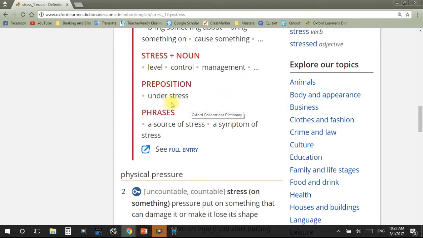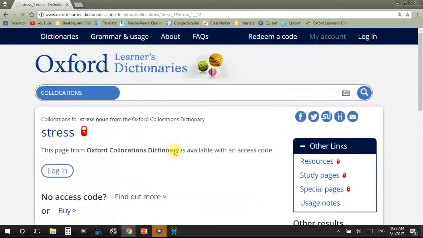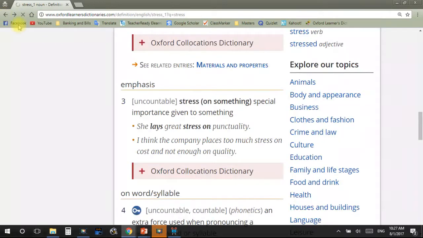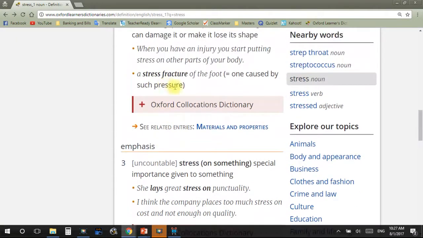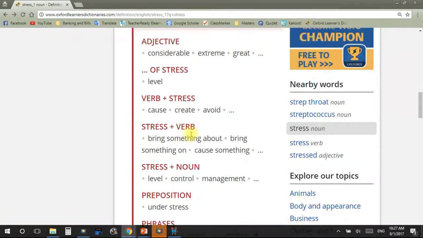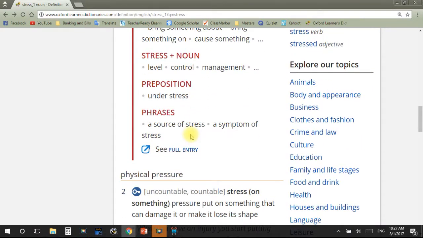Here we see other phrases. Also, you can see here the full entry. So if we click that, we see this page from Oxford Collocations Dictionary is available with an access code, which means you're going to have to buy access to the site. It's not that expensive, but to be honest, you're good enough just to use the free things that we get from the Collocations Dictionary. You can also buy the app for your mobile.